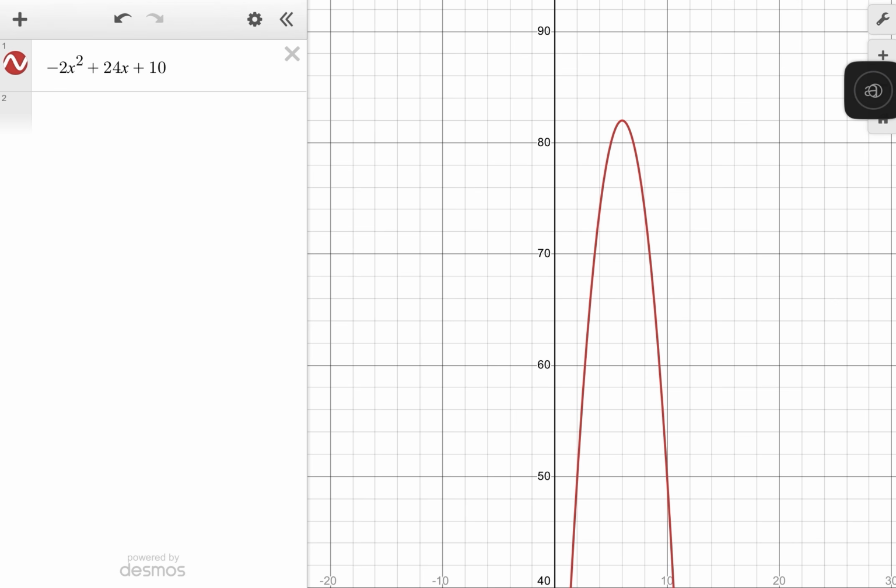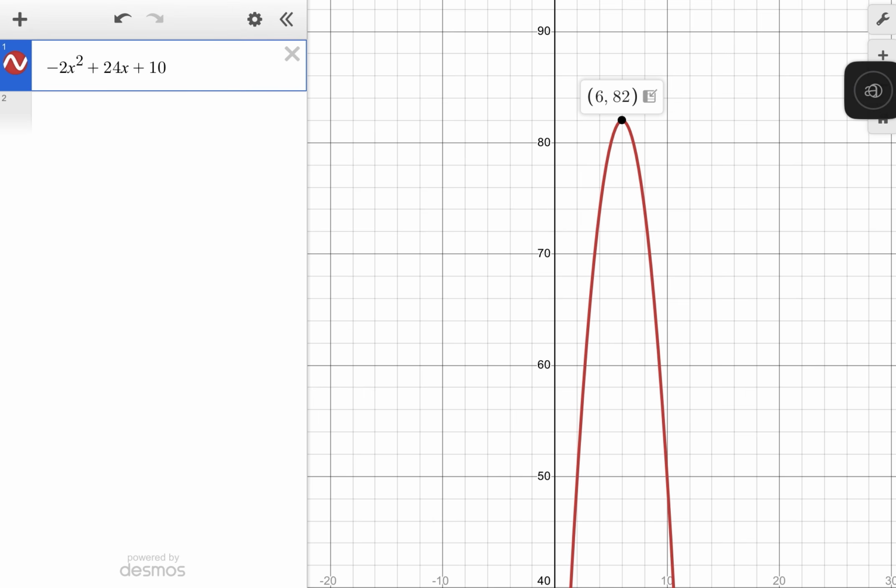We can also find the input where a parabola's maximum or minimum occurs, which is what I was talking about. In this case, that's x equals 6. And once again, those are one of the basic ways you can use this.